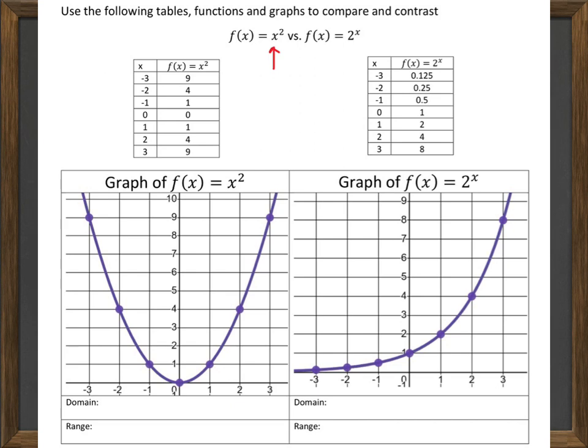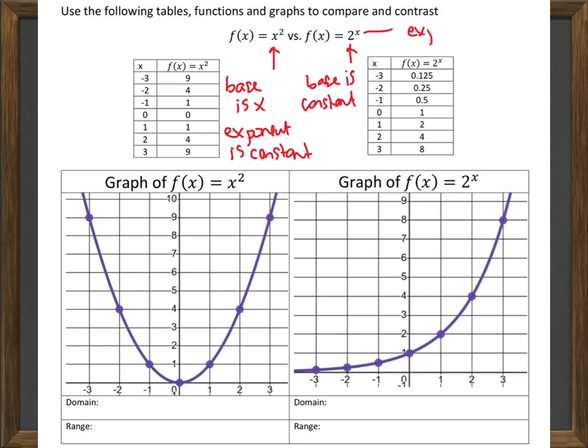Well, notice that here my base is x, right? And my exponent is 2. Basically, it's a constant. Okay? If I come over here, my base is constant, isn't it? Constant. Okay? But my exponent is variable, right? So they're kind of the opposite of each other, right? Here I have a variable raised to a constant. Here I have a constant raised to a variable. Do you see that? Okay.